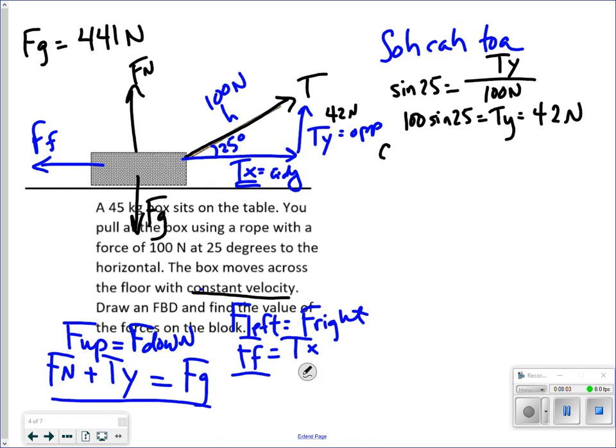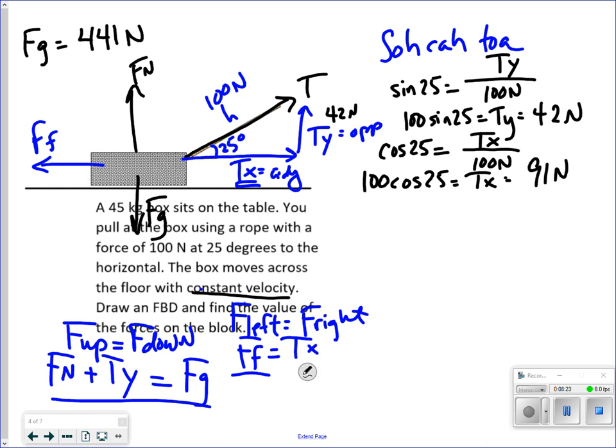All right, I'm going to do the same thing for Tx, but it's going to be my adjacent side over 100 newtons. So 100 cosine of 25 equals Tx. And that's going to be approximately 91. I'm not too fussy about the rounding. Whole numbers for forces usually does the trick for me. All right, so this one's going to be 91 newtons. Now the nice part about that is, based on what I already said before, that lets me know what the value of the friction is. The friction's got to also be 91 newtons. So we've got 91, 91, 42.